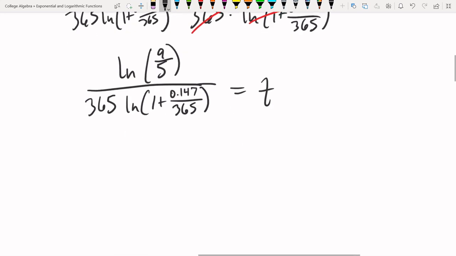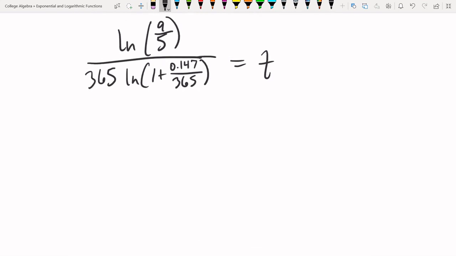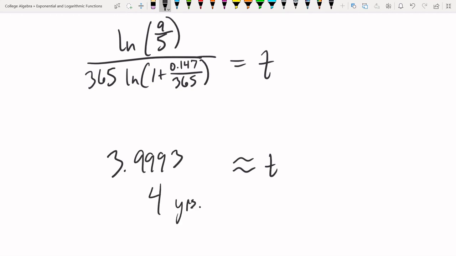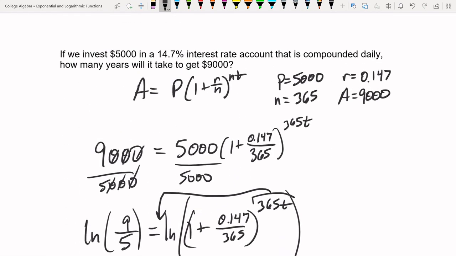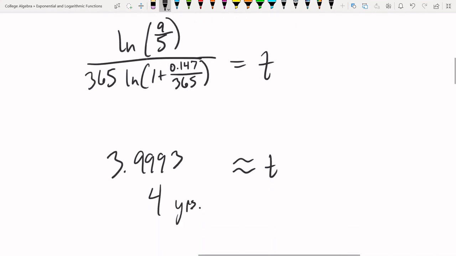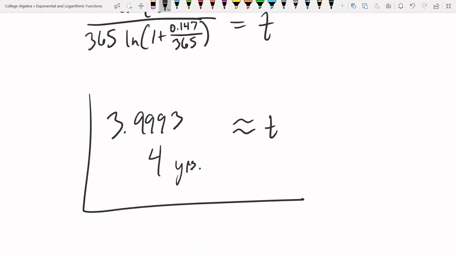But now you do need to plug this into a calculator, and that'll give us an approximate year amount. So after I plugged it in, I got, you can round to, I guess, 4 decimal places, 3.9993. It's pretty much just 4 years, because our original problem said, how many years will it take? So it's approximately 4 years when you plug that all in.